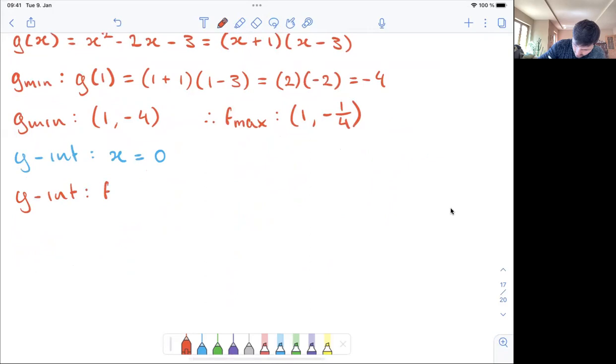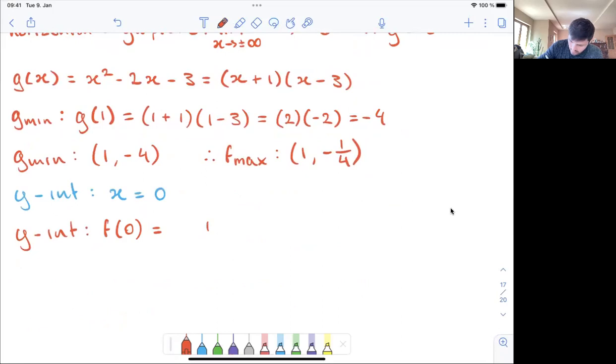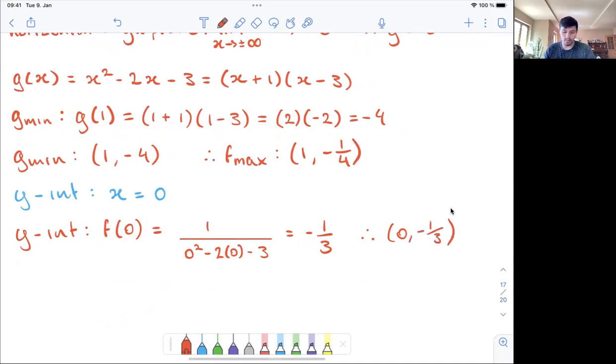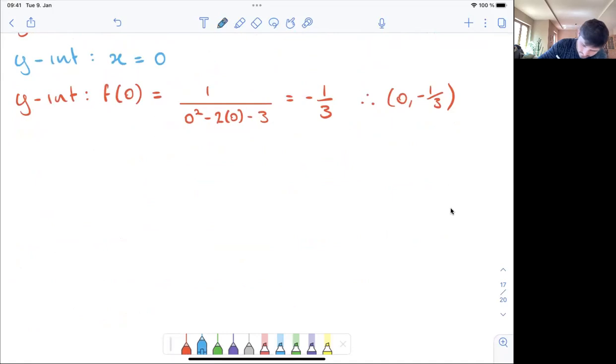So the y-intercept is going to be f of 0, which we will see is 1 over, let's do the whole thing, 0 squared minus 2 lots of 0 minus 3. And we can see that this is just going to come out to be negative 1/3. All right, so therefore the y-intercept is 0 comma negative 1/3. All right, and then now the x-intercept is when f of x is equal to 0.